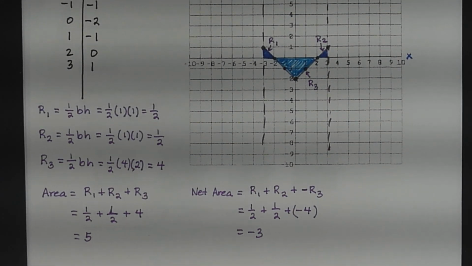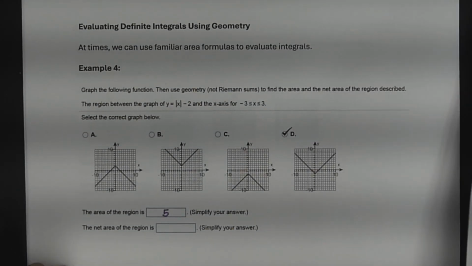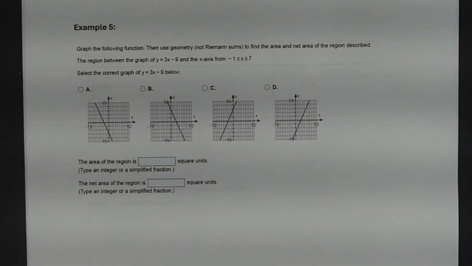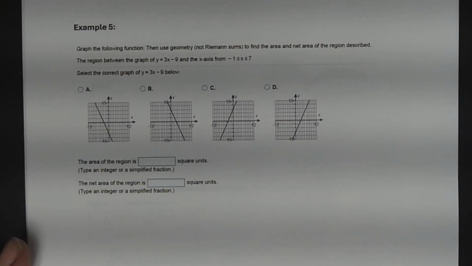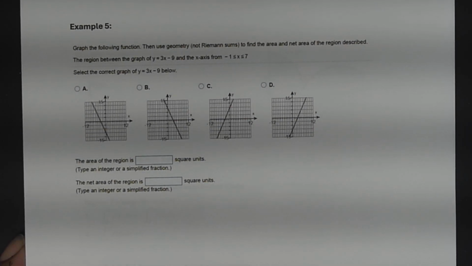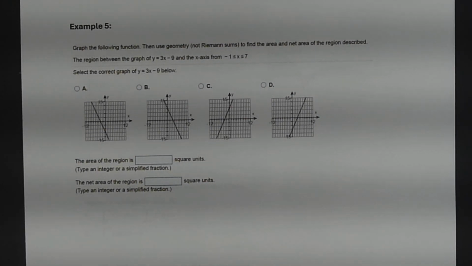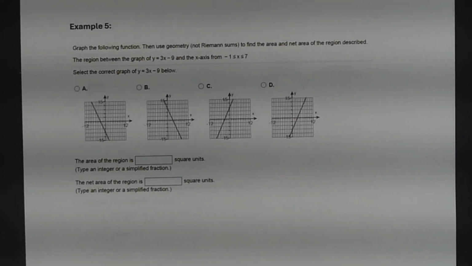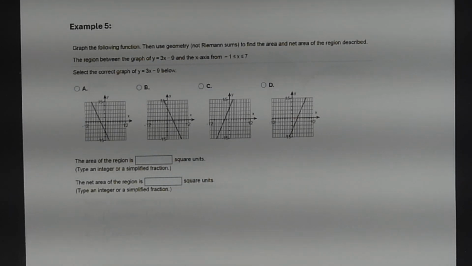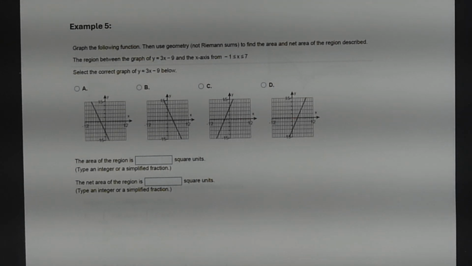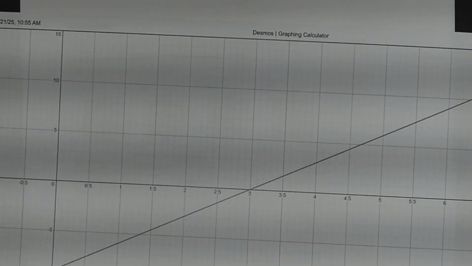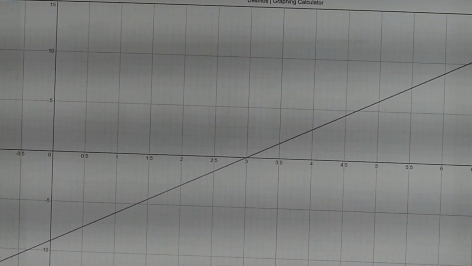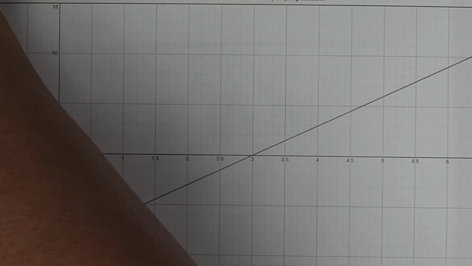Okay, here's the next example. Let's say we've got y equal 3x minus 9, and I want to use geometry to find the area and net area of the region described. Now, in this case, I did use Desmos, as you can see here, to graph this.